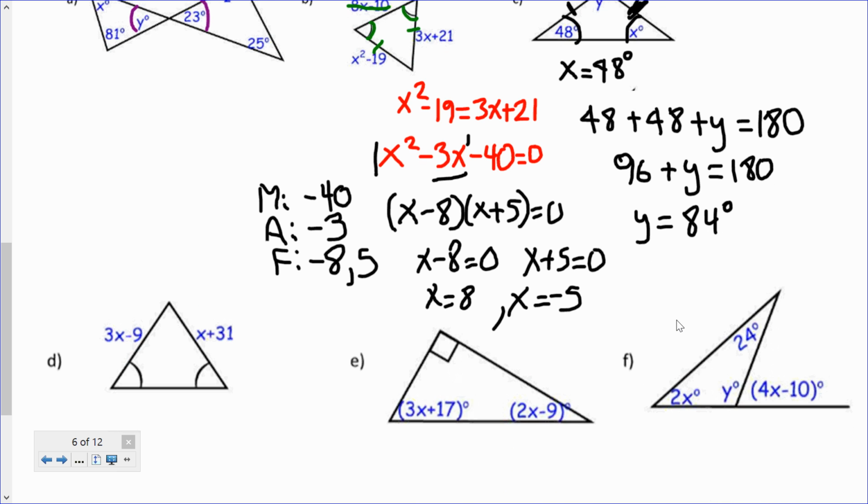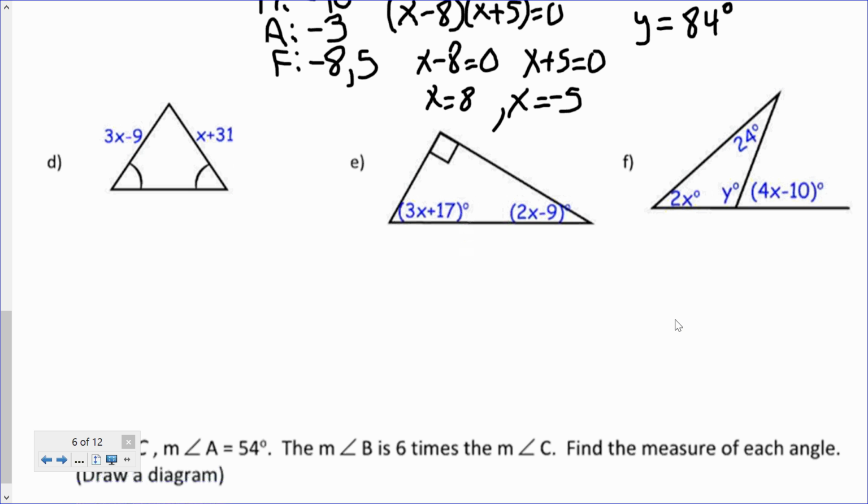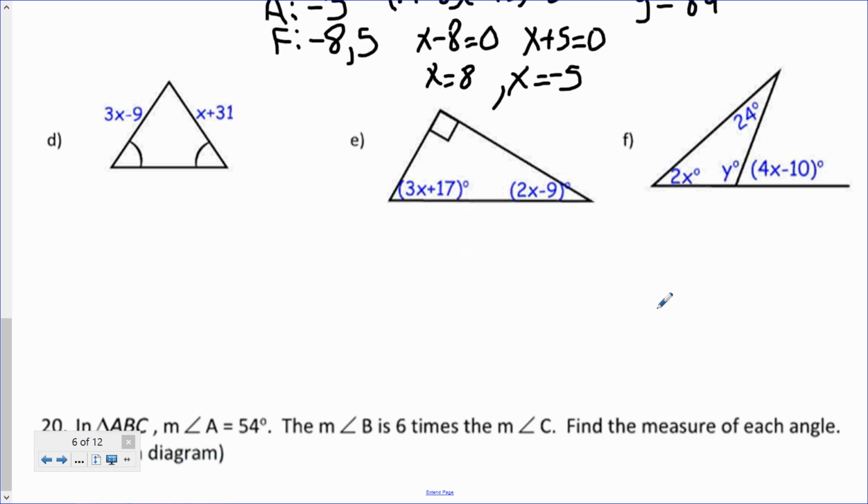All right, D. So D is similar. We have an isosceles triangle, and we know that because the base angles are congruent. So you want to remember this idea that if you have a triangle and you have these markings, that tells you that those two angles are congruent. That implies that the two sides with the markings are congruent.